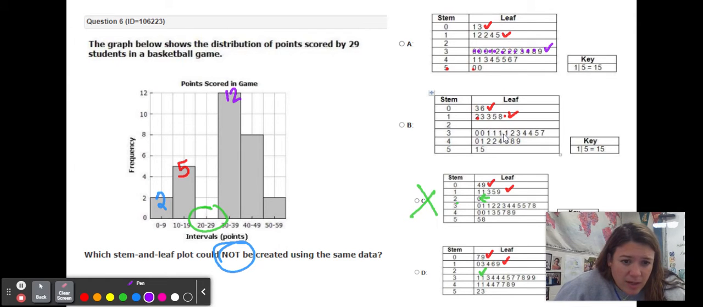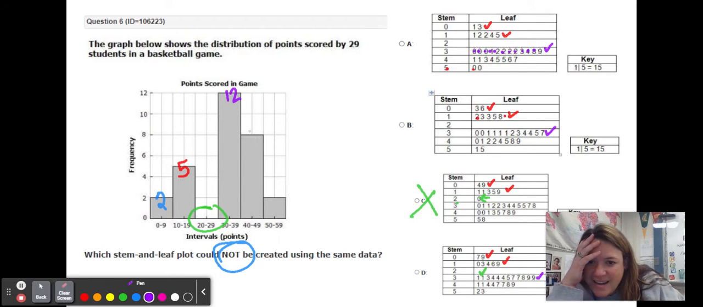1 through 12, and 1 through 12 again. Of course. Now I have to go to the 8. 40 to 49, there should be 8 of them. 1 through 8, 1 through 8, and 1 through 8.